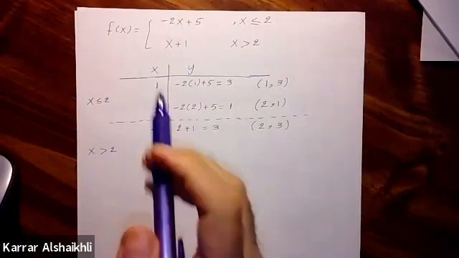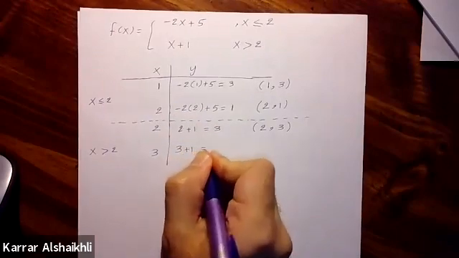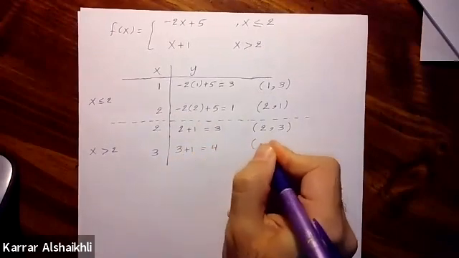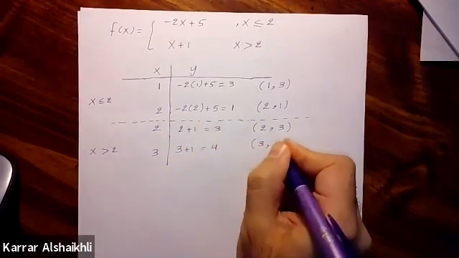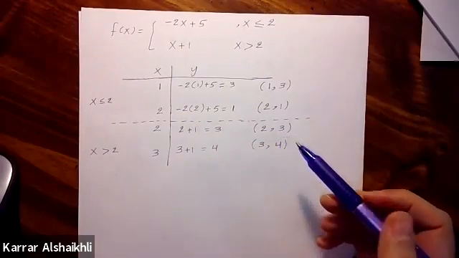Plug in 3 on the second piece, so it's going to be 3 plus 1, which is 4. That means x is 3 and y is 4. We got 2 points for the second piece.